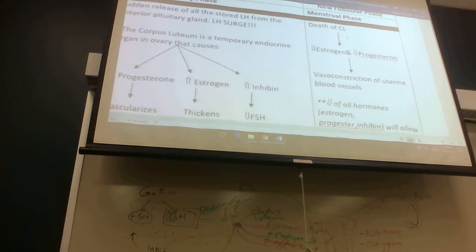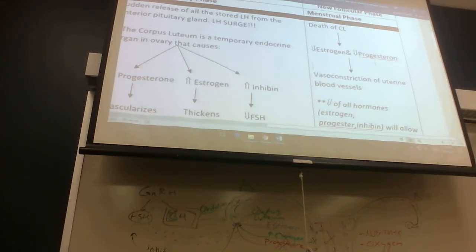Oh, this is great too. When the egg dies, the corpus luteum knows this. When the corpus luteum dies, that's when your period happens. The death of the corpus luteum is your period, because you have decreased estrogen and decreased progesterone.